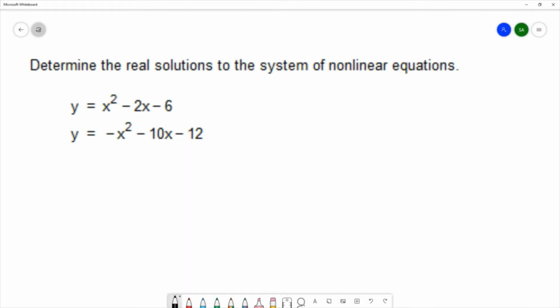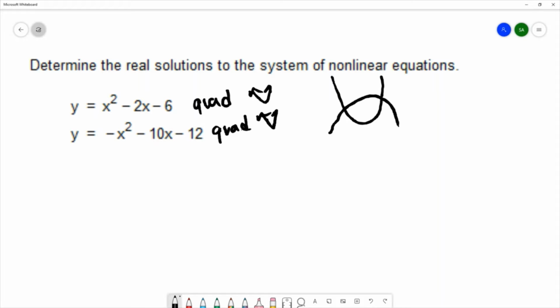So before I start solving, I notice that the first equation is a quadratic, which has the graph of a parabola, and the second equation is also a quadratic, which has the graph of a parabola. So if I draw two parabolas, maybe we could draw them this way, you can see that there would be two intersection points and the possibility of two solutions.